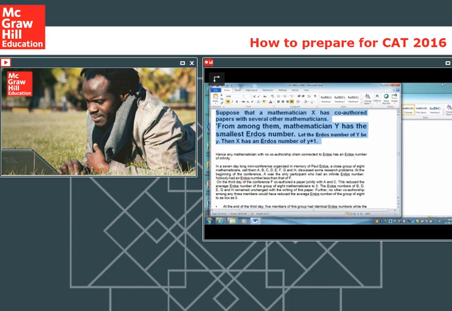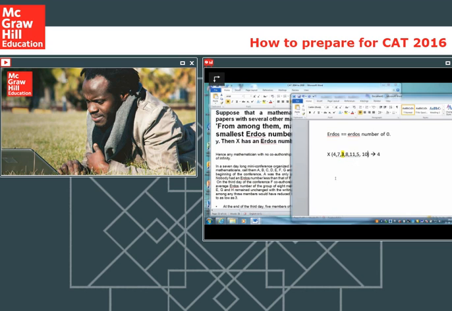I was just taking an example as 3. Why 3 would be considered? Because of what this is saying. Read this statement. From among them, mathematician Y has the smallest ERDOS number from the co-authors of X. So if these are the co-authors of X and 3 is the smallest ERDOS number, the ERDOS number of X will be 4. This logic, as you can make out, is quite similar to what a LinkedIn logic is.